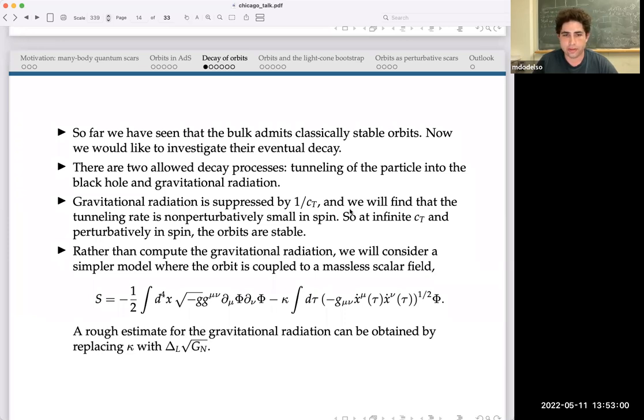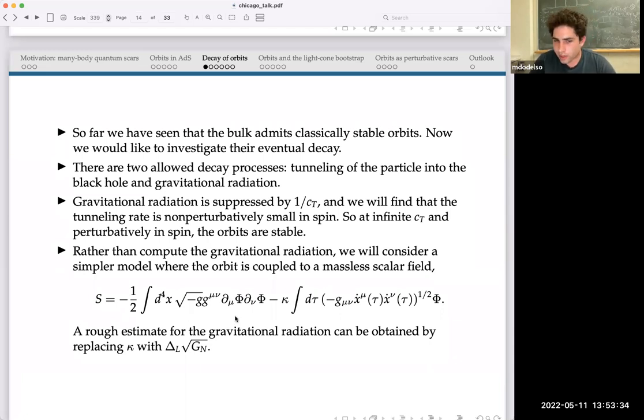In the full theory, they eventually decay. So instead of considering the gravitational radiation, I'll consider a simpler problem. And in this model, I'll take a massless scalar field phi, and I'll couple it to the orbit by this coupling term. So phi here is linearly coupled to the world line of the orbit, and it just propagates freely otherwise.